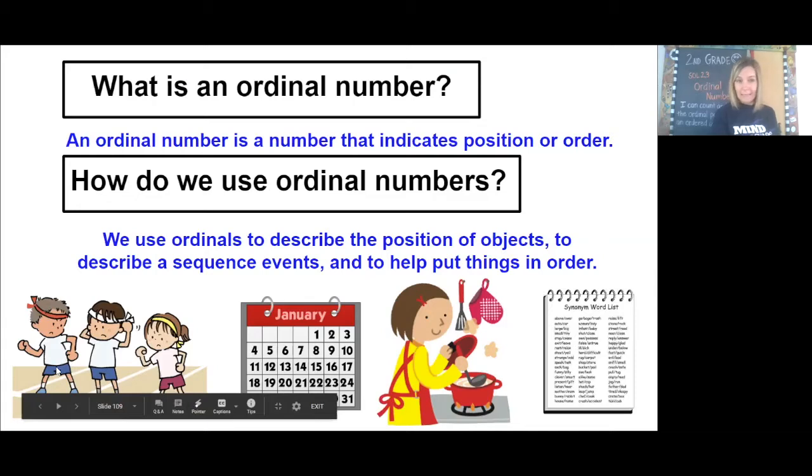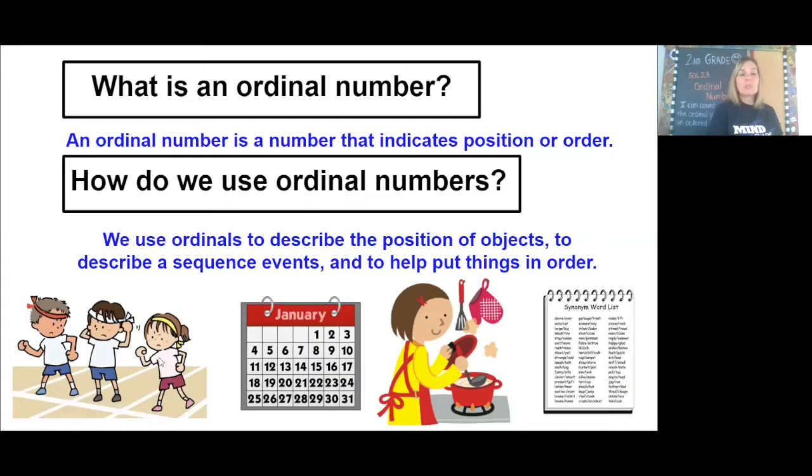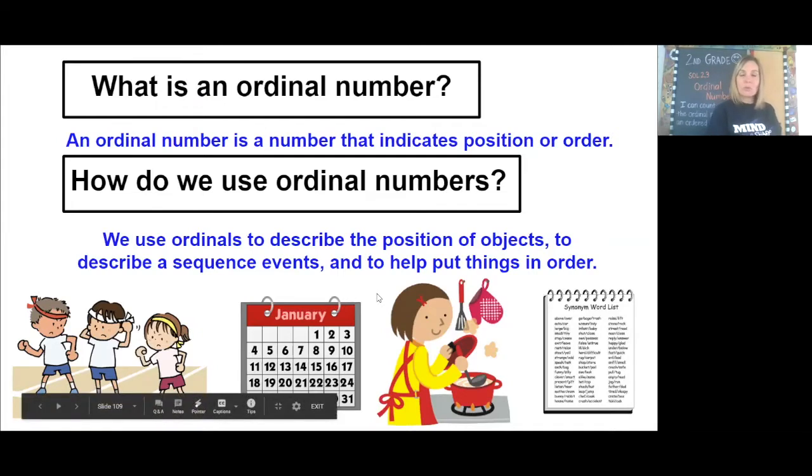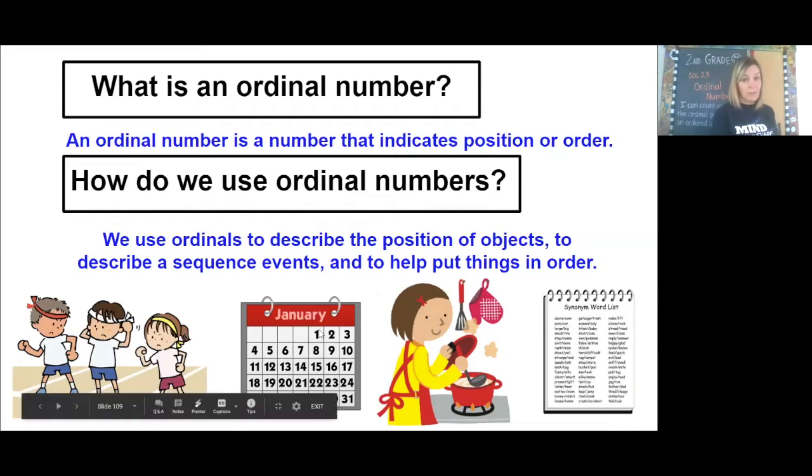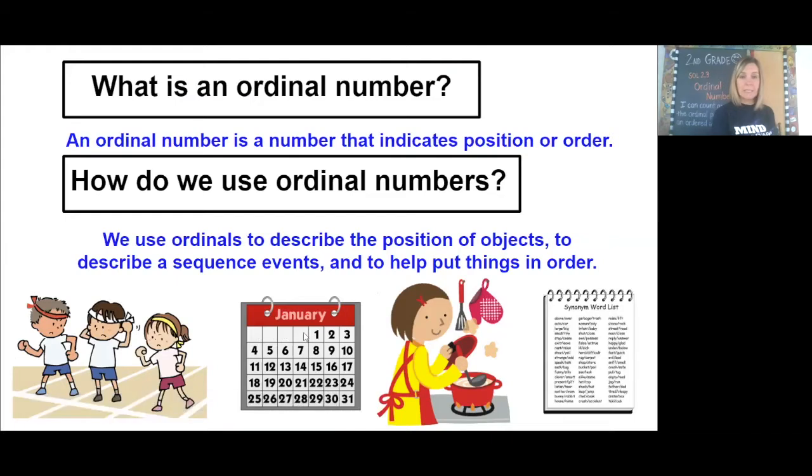As you can see, these students are in a race. So we'll use ordinal numbers to describe what position they come in. Do they come in first, second, or third? When we use a calendar, we also use ordinal numbers. What if someone asked you what day of the week would be the first day of January? Well, here's the first day of January, and it looks like it would be Sunday, Monday, Tuesday, Wednesday, Thursday. So the first day of January would be on a Thursday.